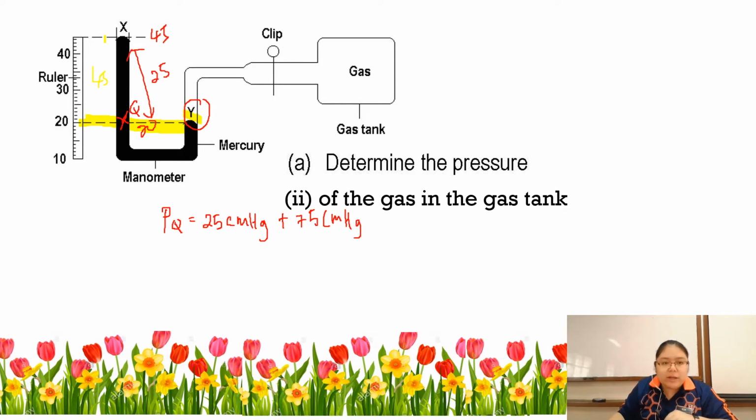So if I find the Q pressure, then I know the Y pressure. From here, I show you the readings. 75 plus 25, so I get the answer: 100 cm mercury at the point Y. That means the gas pressure, because at Y we just have gas pressure only. We don't have any atmospheric pressure.